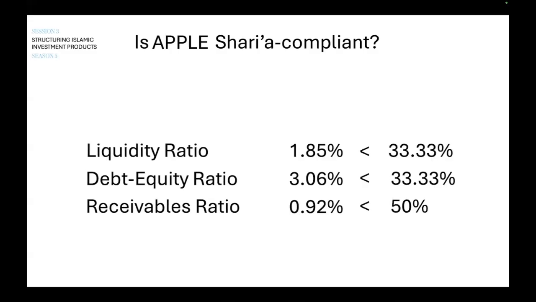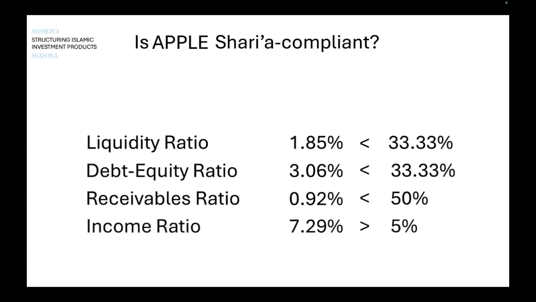And as I mentioned, these three ratios are far below the threshold which is determined by the Sharia standards, which is 33.33% for the first one, liquidity ratio, 33.33% for debt equity ratio, and for receivables as a percentage of market cap, the requirement is that they should be less than 50%. So all these three ratios are within the threshold.